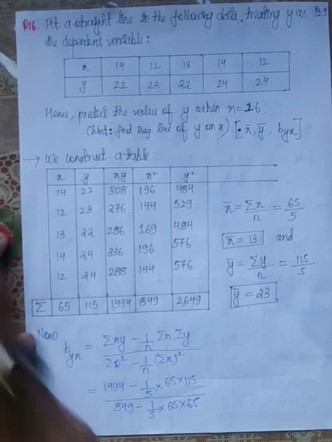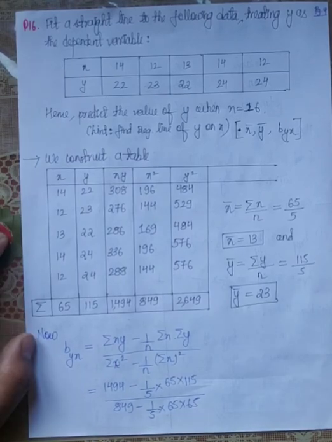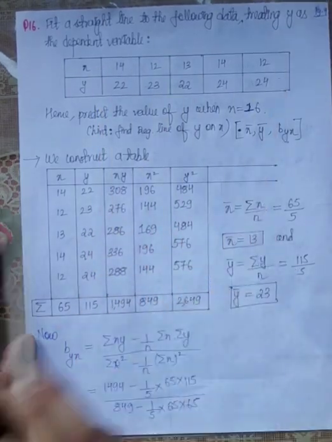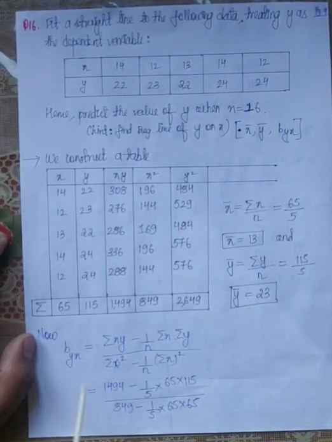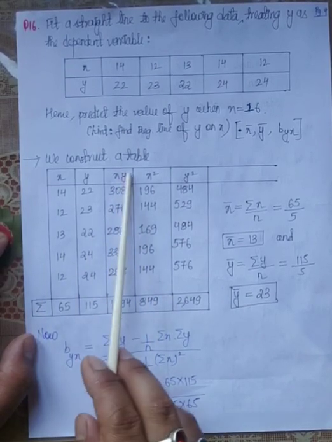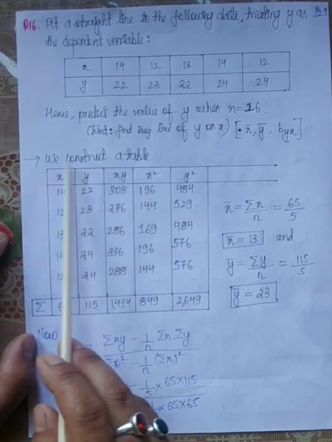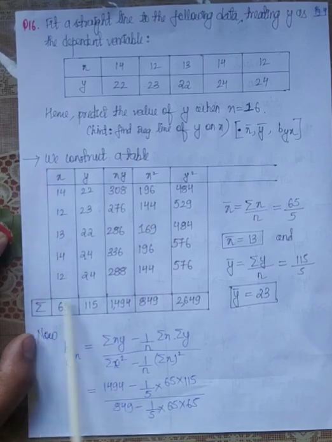Clear? Here, a table is given to us. So what happens when a table is given to us? See, the value for x in the first row, the value for y in the second row. So now when the table is given to us, we need to construct one more table and then find summation of xy, summation of x square, summation of y square. Clear? Okay. So therefore we construct a table. Look at this, very easy.